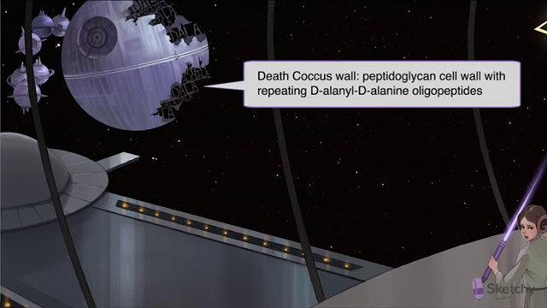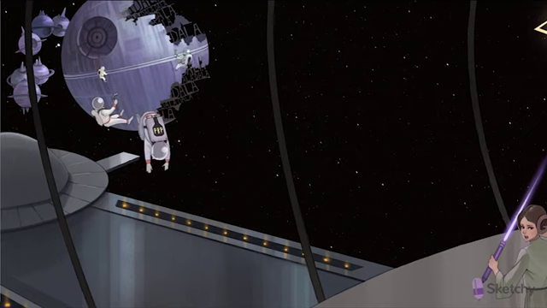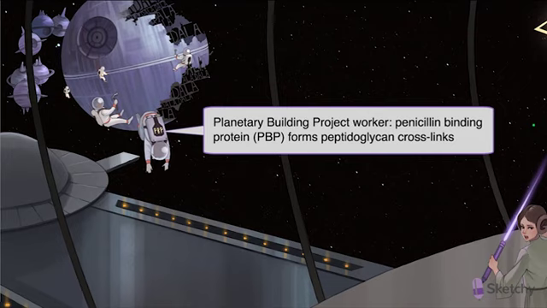Penicillin binding proteins, or PBPs, remove the terminal alanine in the process of forming crosslinks between peptides. So PBPs are, in essence, construction workers, represented here by these space workers building the wall of the Death Coccus, part of the planetary building project, of course. Penicillins, as well as other beta-lactam antibiotics, inhibit this transpeptidation reaction by covalently binding the PBPs, hence the name penicillin binding proteins. So penicillins work by halting peptidoglycan synthesis in actively growing cells, and the cell dies.